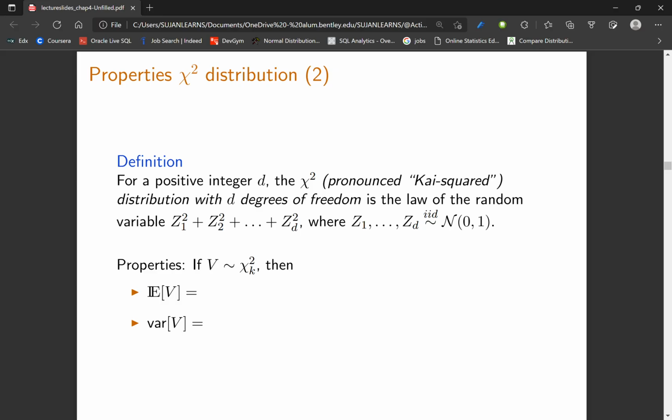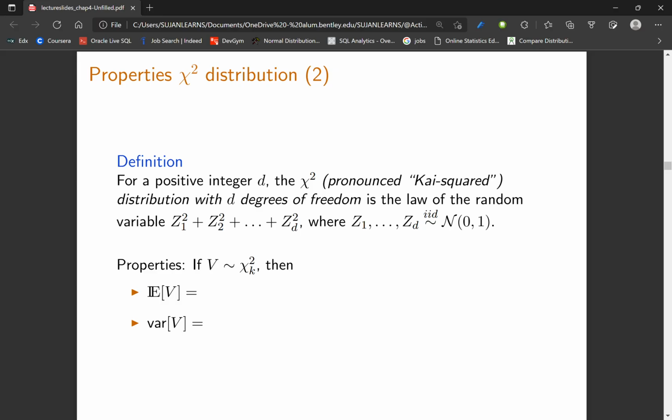Now, we'll be elaborating regarding properties of chi-square distribution, specifically expectation and variance, first moment and second moment of a chi-square distribution.